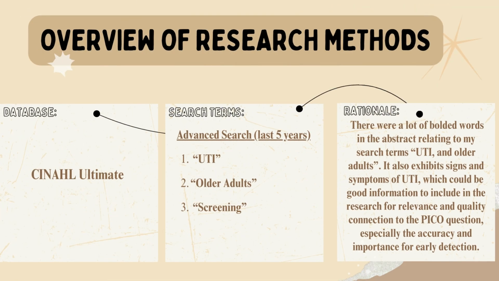For Article 1, I used the CINAHL Ultimate database. A few key search terms I used were UTI, older adults, and screening. The rationale behind the article I chose was that there were a lot of bolded words in the abstract relating to my search terms, UTI and older adults. It also exhibits signs and symptoms of UTI, which could be good information to include in the research for relevance and quality connection to the PICO question, especially the accuracy and importance of early detection.